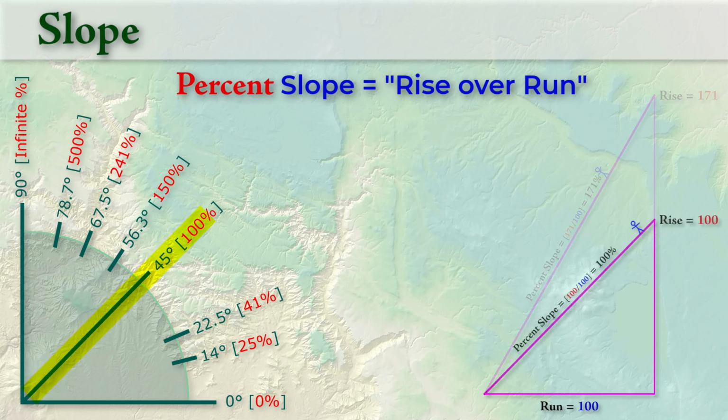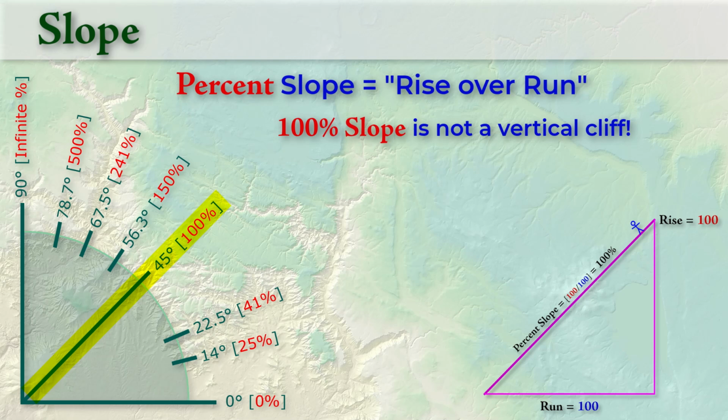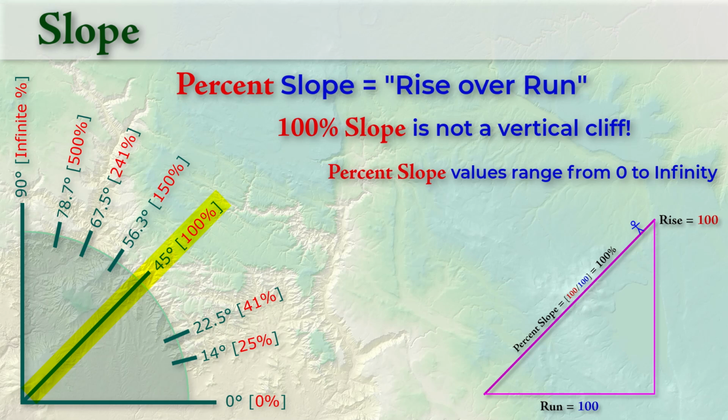Now notice that 100% slope only means that we've gone forward by as much as we've climbed. 100% slope does not mean a vertical cliff, and this is a common misconception. A vertical cliff would actually be equivalent to an infinite percent slope, where we would try to divide any distance we've climbed up by a distance forward of 0. So percent slope values range from 0 to infinity.